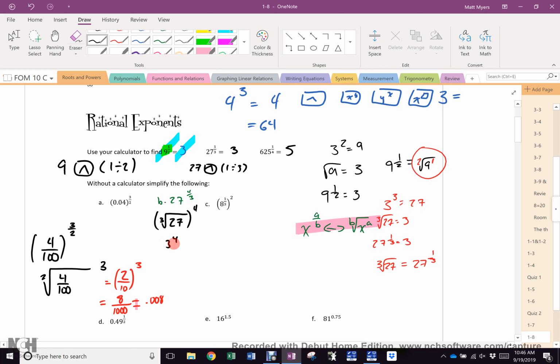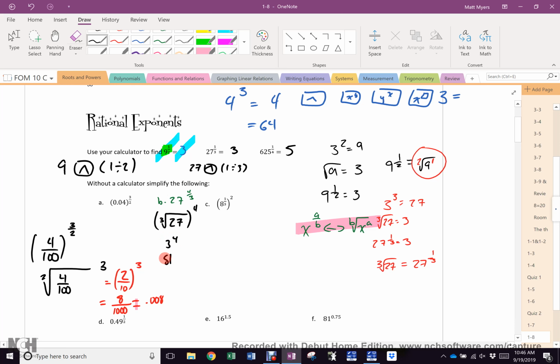We know that's 3 times 3, which is 9. And then 3 times 3 again, which is 9. And then 9 times 9 is 81. Without a calculator, we got the answer.